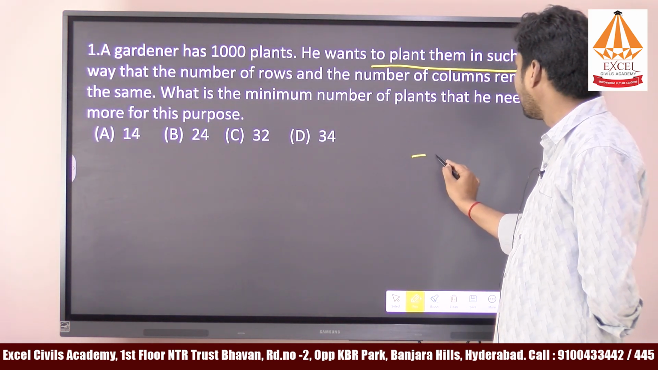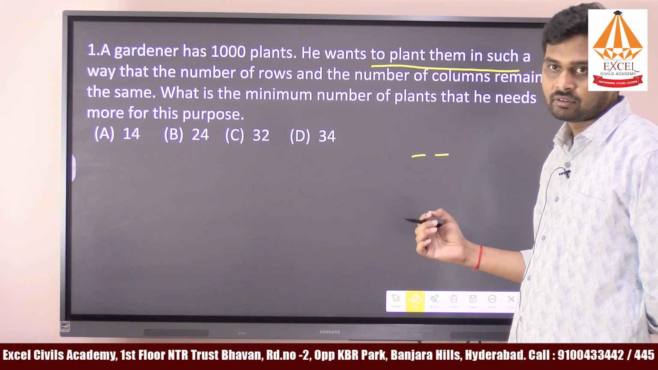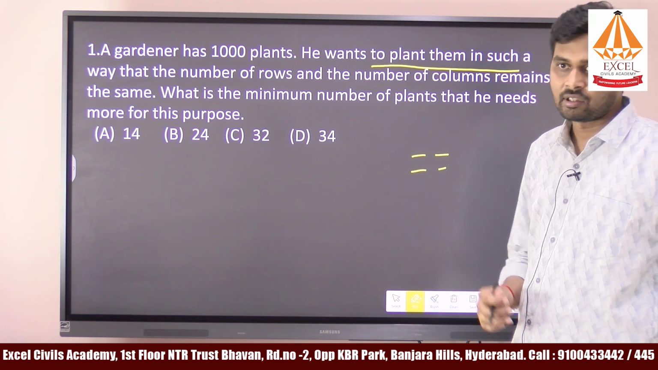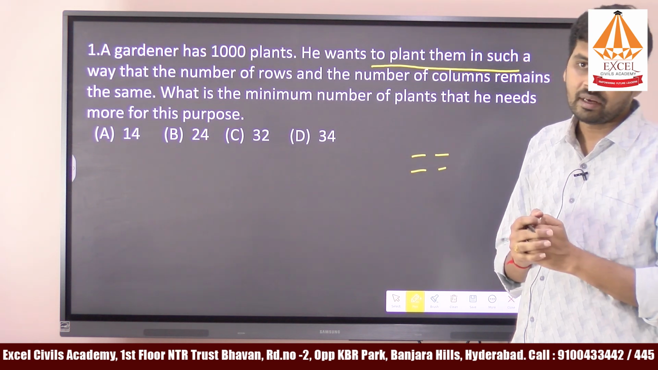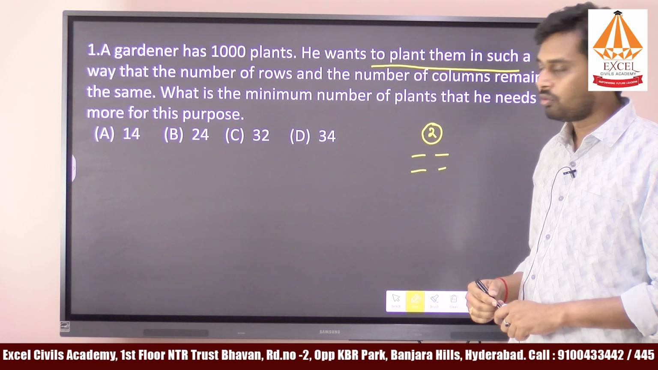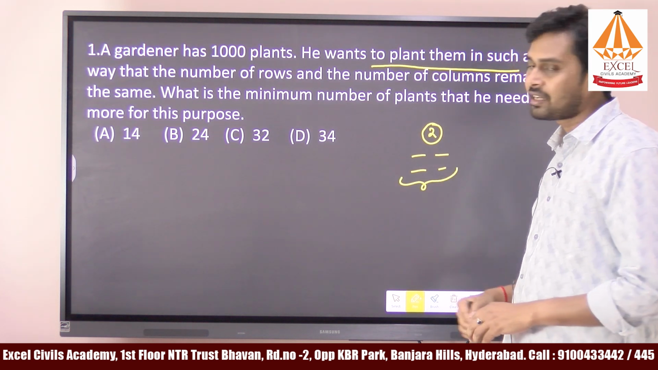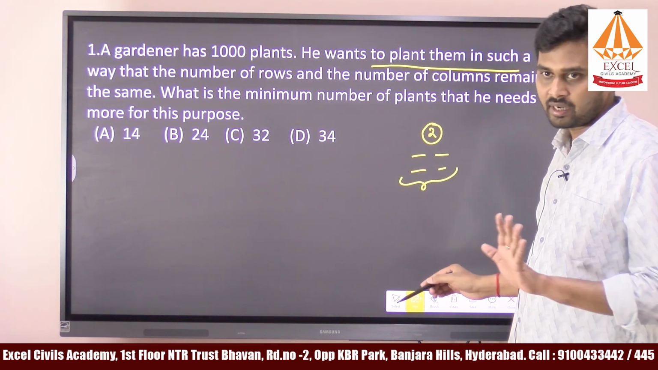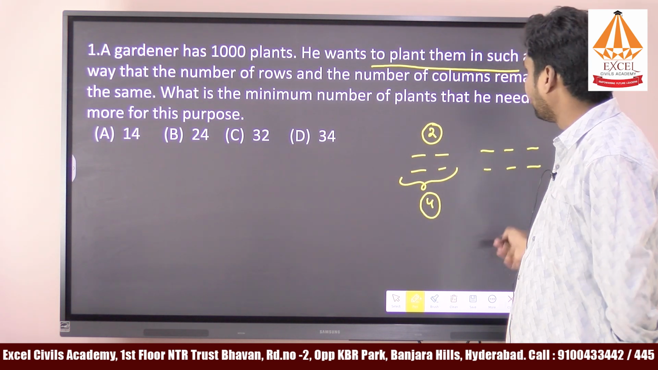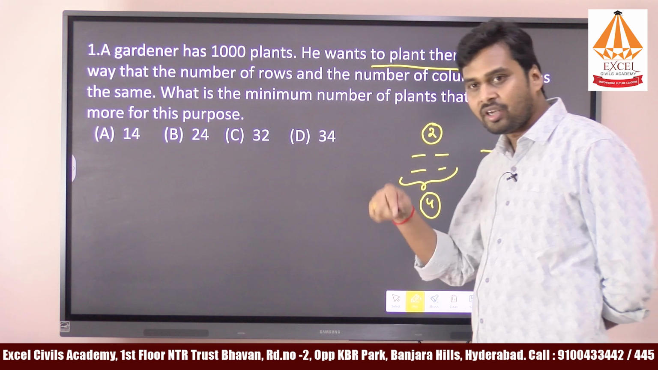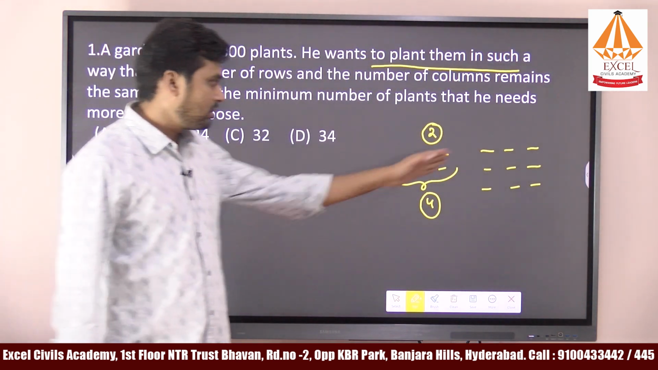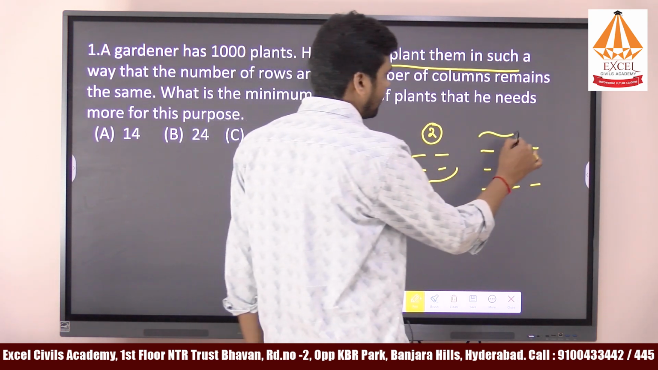Suppose the gardener wants to plant in 2 rows, the number of columns should also be 2. You understand? So the number of rows and the number of columns should be the same. Suppose I take 2 rows and 2 columns, what is the total number of plants he can plant? 4, right? Similarly, let's say the gardener is planting in 3 rows and 3 columns. Then what is the total number of plants he can plant? 3, 3, 3. So total 9.